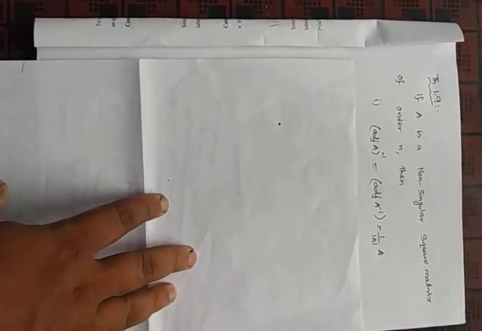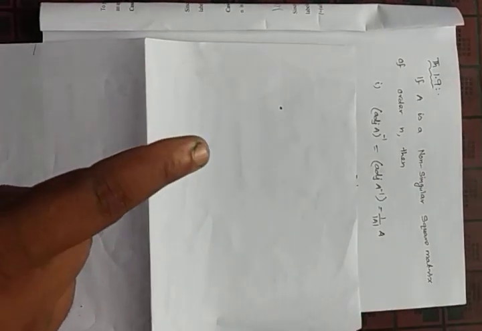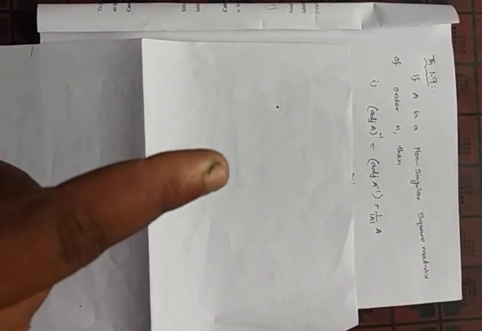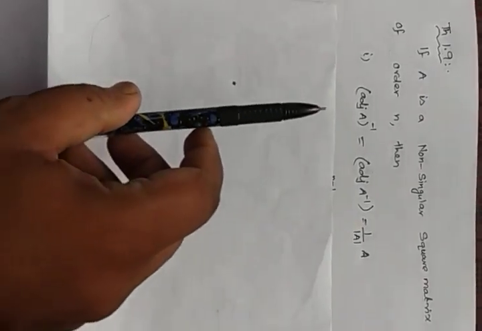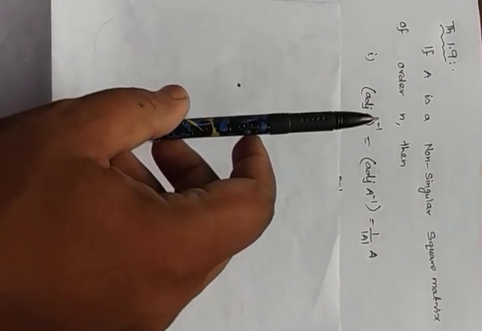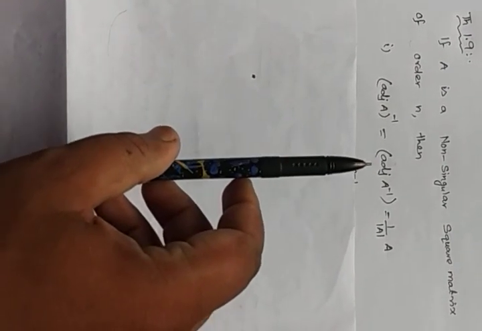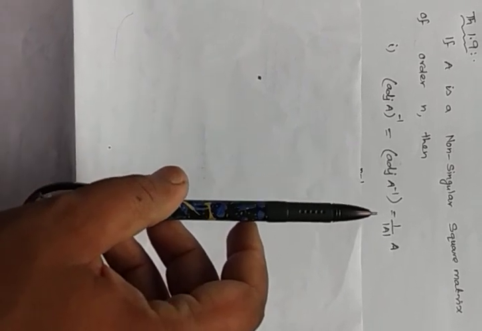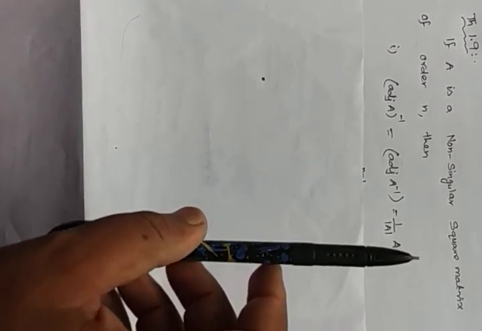The first subdivision: adjoint A of whole inverse. We can write adj of A inverse, which is equal to 1 by determinant A into A. That is the first subdivision.